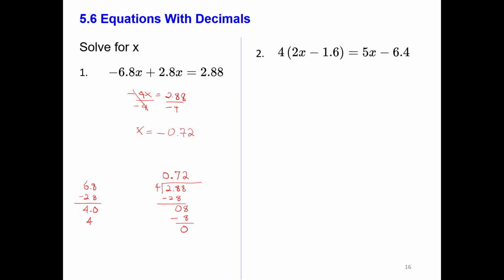Then let's try the next problem. We want to solve for x, but we have parentheses, and the first thing we need to do is eliminate the parentheses. To eliminate the parentheses, we need to distribute 4 through the parentheses. We will distribute 4 first. And 4 times 2x is 8x.